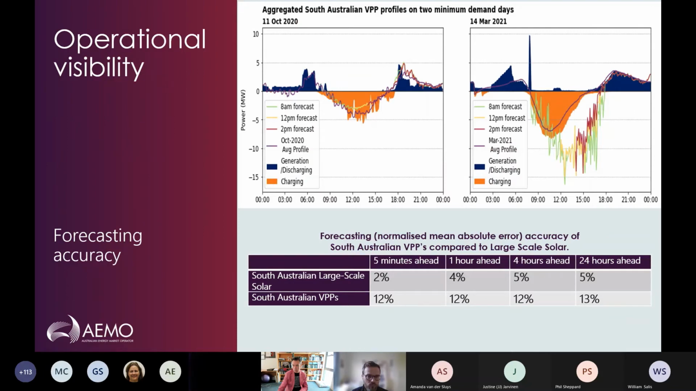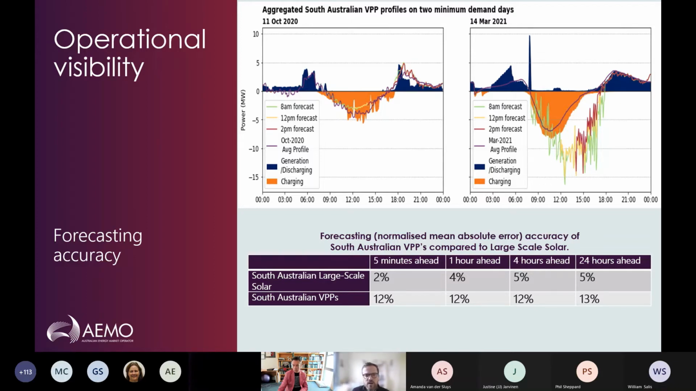Now, this chart gives a bit of insight into operational visibility as well. This is showing the forecast profiles that we receive from participating VPPs on 2 days, on 11th of October 2020 and in March 2021. We can see these profiles by these coloured lines here, and the charging in the orange and discharging in the dark blue.